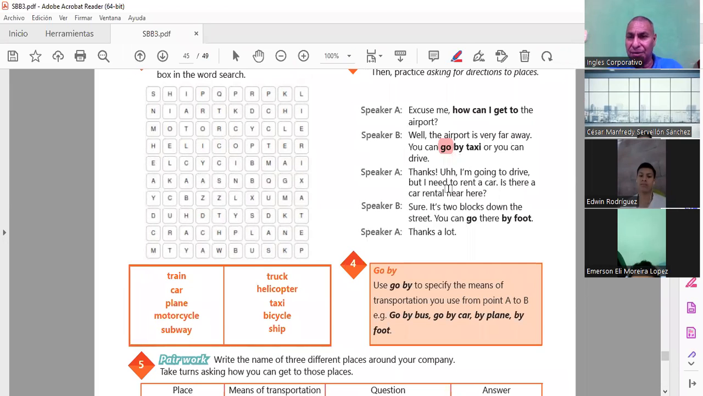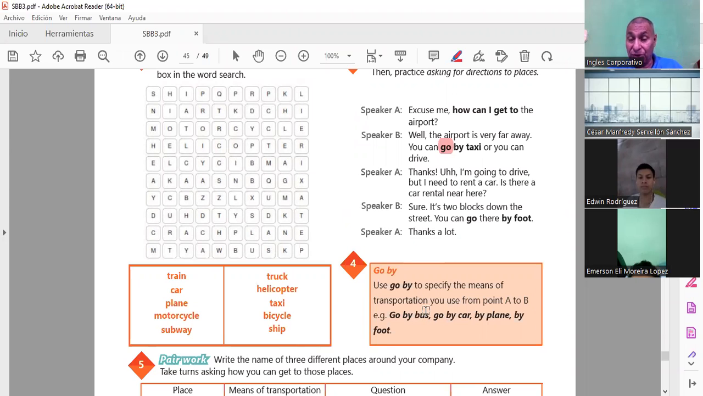Luego dice, thanks, I'm going to drive, but I need to rent a car. Is there a car rental near here? Sure, it is two blocks down the street. You can go there by foot. Este by foot casi no se usa, sino que lo que usamos nosotros es on foot. On foot quiere decir a pie. Sí. Entonces usamos ese on foot. Y aquí podríamos ver usado también el get. Sí, Edwin, you can get there on foot. Yeah, podríamos usar el get.